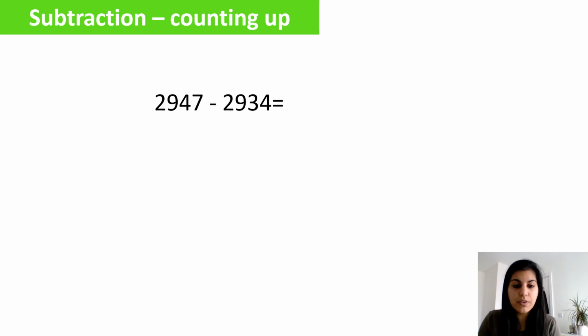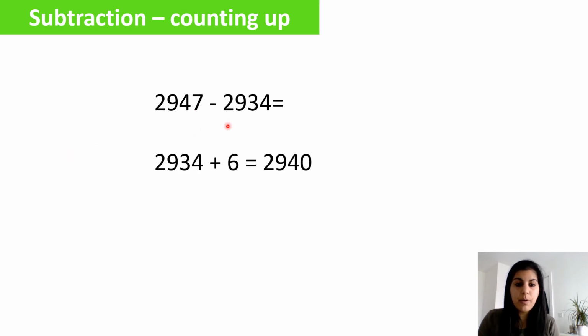So you can see my two numbers here. Both of them have 2,000s. Both of them have 900s. So they're quite close together. So let's have a look at how I would do this. The first thing I need to do, because I'm counting up, I need to start at my smaller number, and I'm going to count up towards the bigger number.